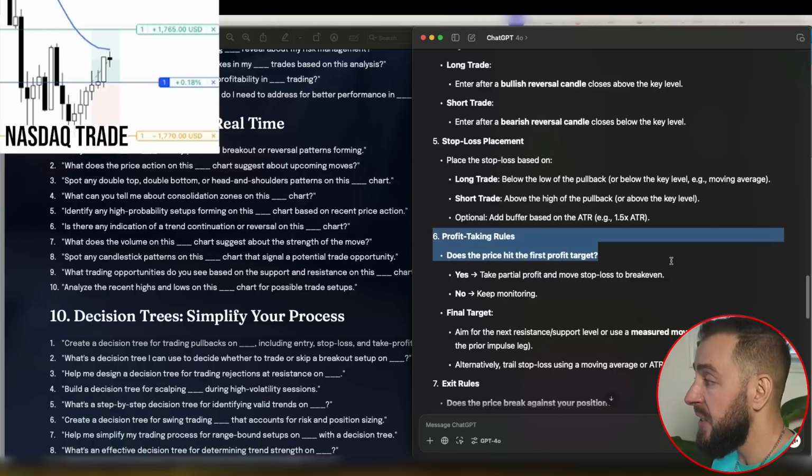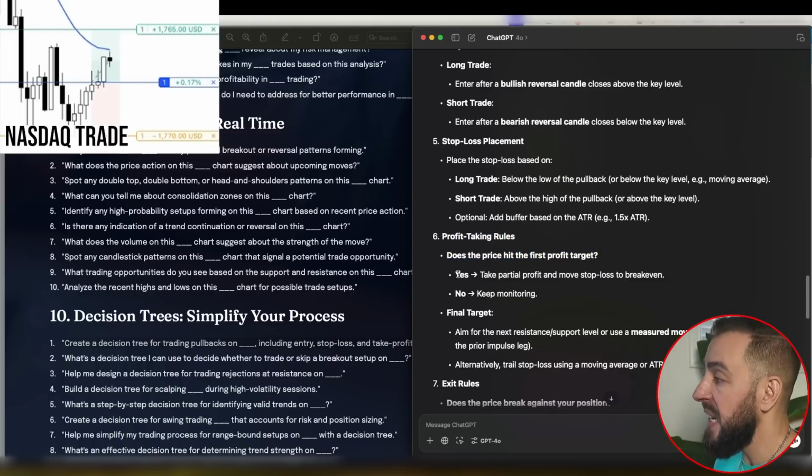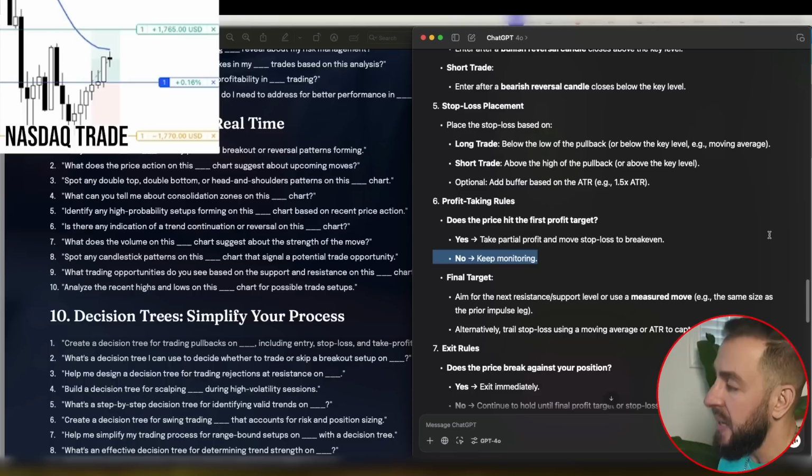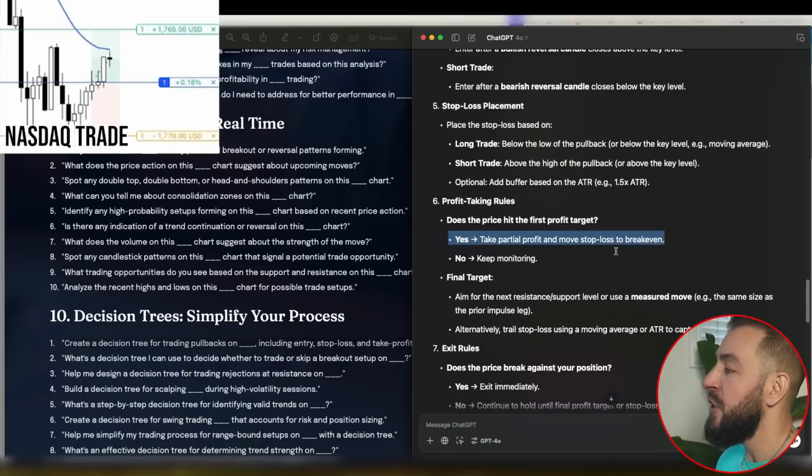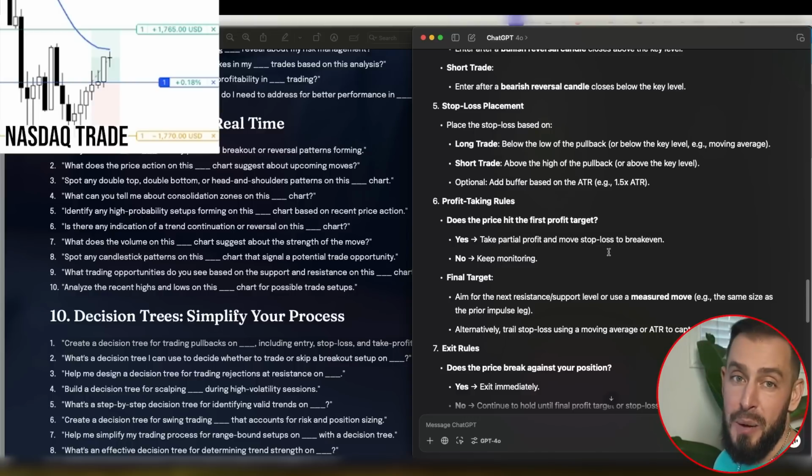Profit taking rules. Does the price hit the first profit target? If yes, take partial profits and move stop loss to break even. If no, keep monitoring. What I like about this is it said wait until you take partial profits and then move your stop loss to break even, allowing your strategy to work, which is great advice.